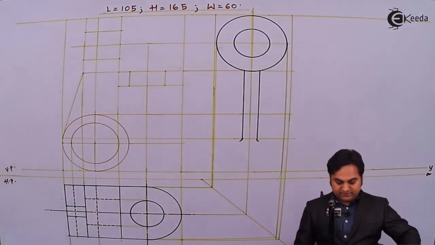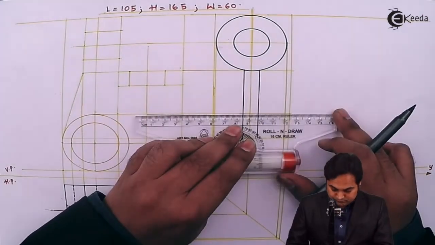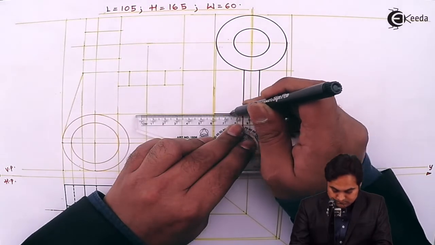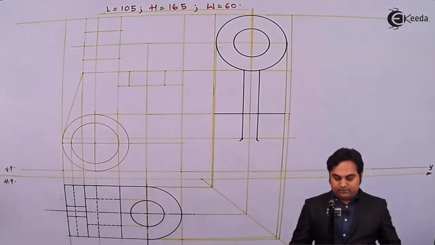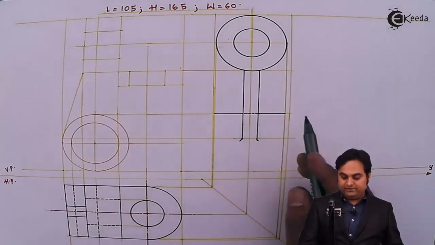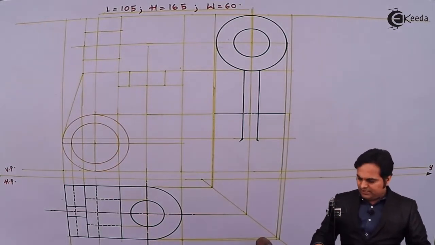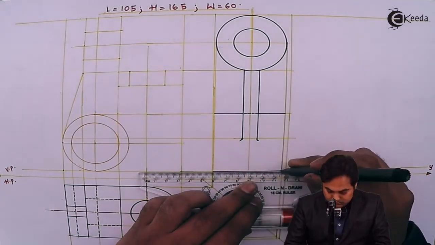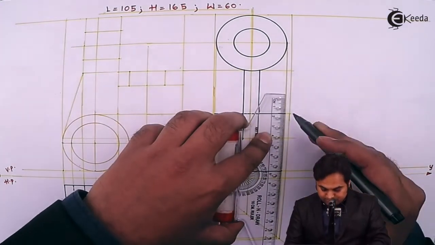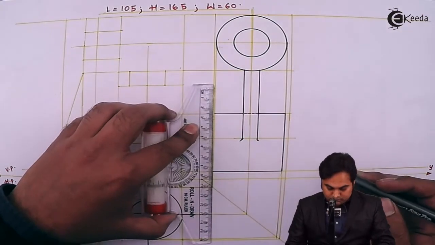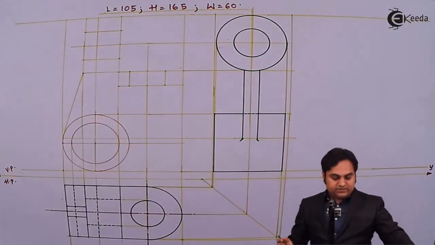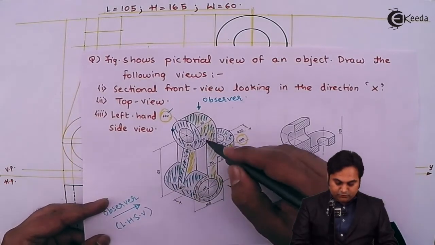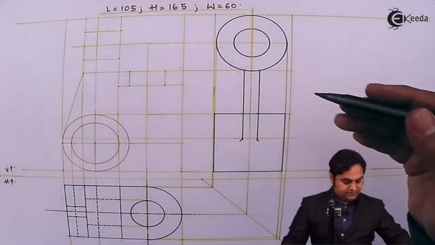So I'm drawing these lines. Some portion of this line will be hidden. Now here I'll make the surfaces dark. Next, this line which is having width of 60 mm is connected up to the top, that is this centers.